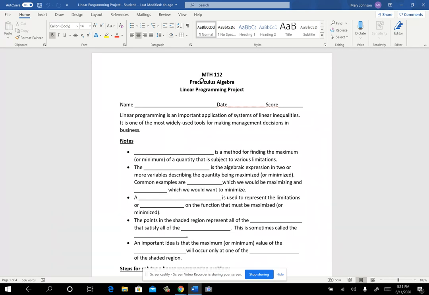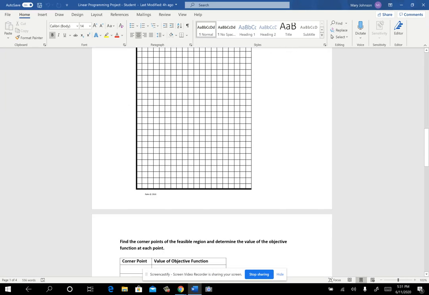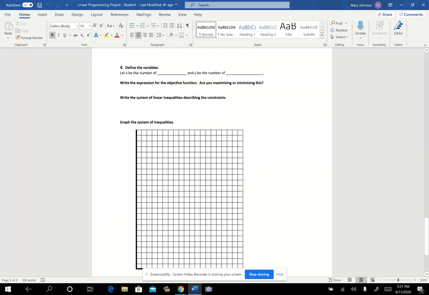I want you to start off by, if you can, printing the linear programming handout that I posted. Then the project consists of you completing the handout, including the example that we're going to do together right here, and then going into the MyLab math course and completing the 4 problems that I posted in there, okay? And here's a template that can be used for the 4th question, okay?